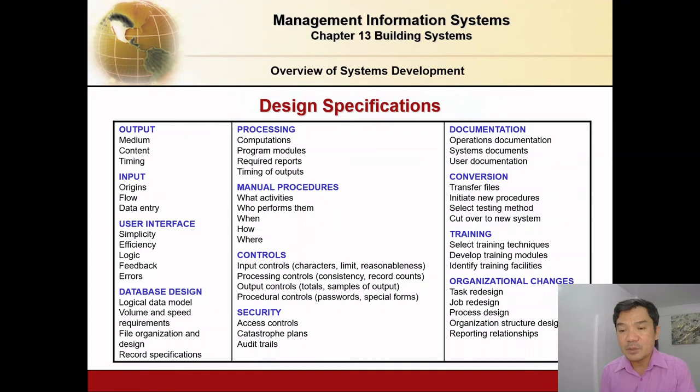Security, of course: access controls and catastrophe plans, or what we can do if there is a disaster. Then audit trails, meaning audit trails are a series of logs in the system. That means who accessed the system, what they accessed, and what actions they are doing. Also documentation: operations documentation, systems documents, and user documentation. This involves how the system has been created, what documents are involved, and proof of the development actually.